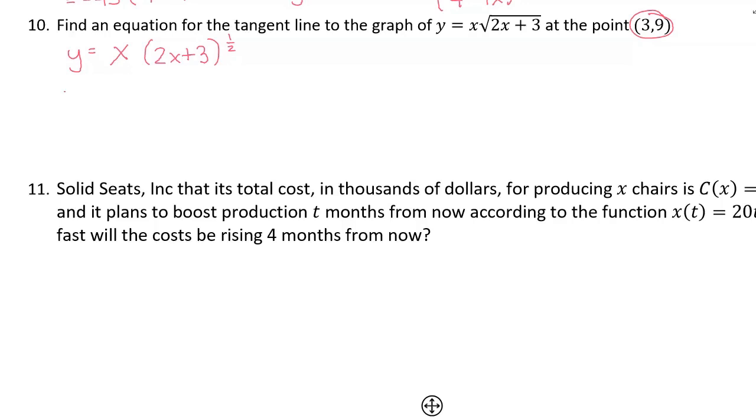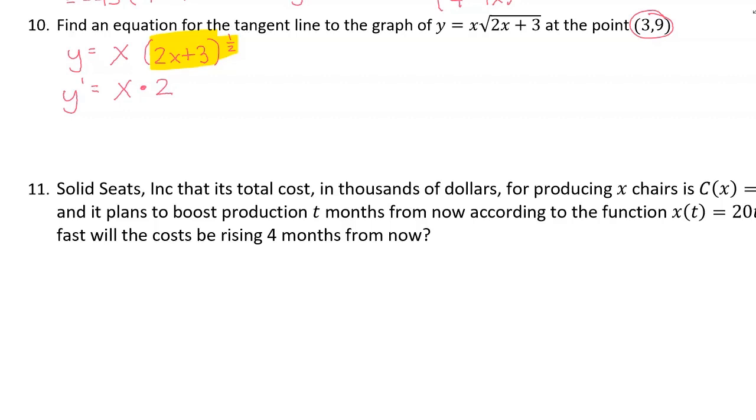The derivative of this function is going to be the first times the derivative of the second. And this is where the chain rule is going to come in. To find the chain rule, first we want to multiply by the derivative of the inside. The derivative of the inside of the parentheses is just going to be 2.